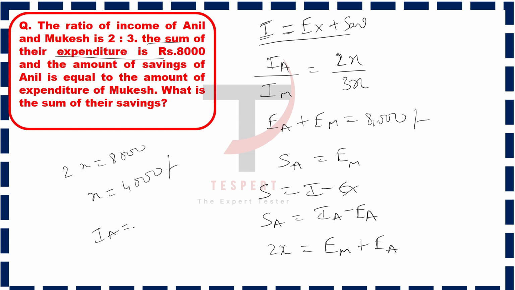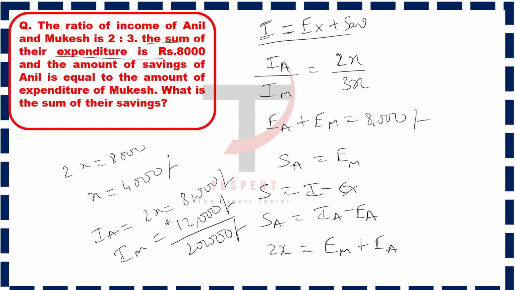So income we will calculate. Income of Anil will be 2x, 2 into 4, that is 8,000, and income of Mukesh is 3x, 3 into 4, which is 12,000. So add this, 20,000. And as we know, we must subtract the expenditure part, which is 8,000. So the remaining is 12,000. So this is the savings of both Anil and Mukesh.